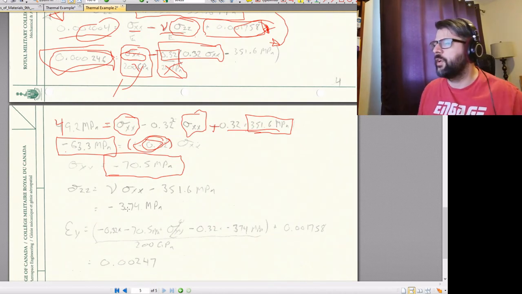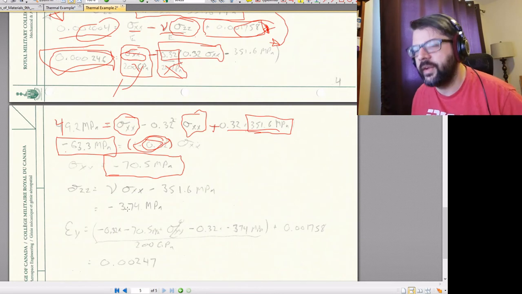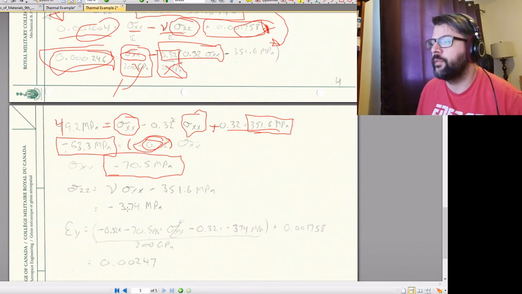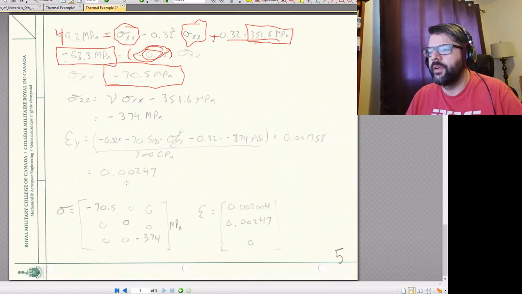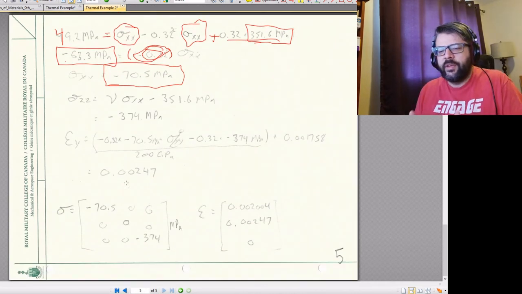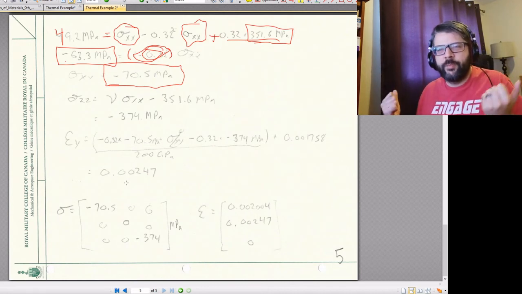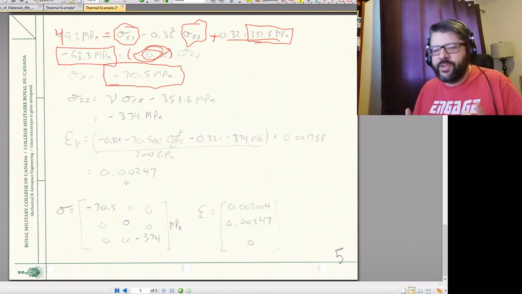So again, compression, not surprising. Any of the stresses we see here should be compression. If something tries to squeeze into a wall and the wall pushes back, it's never going to pull back. Walls don't pull at you. Walls push at you.